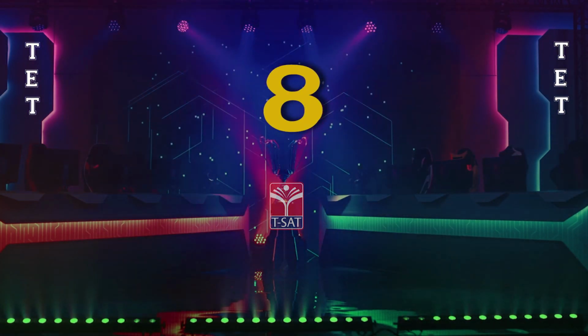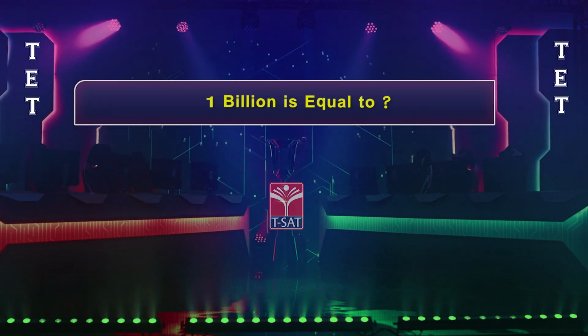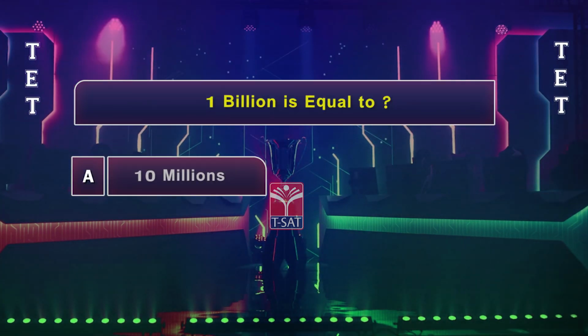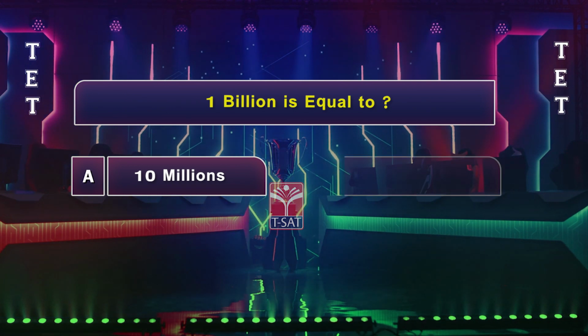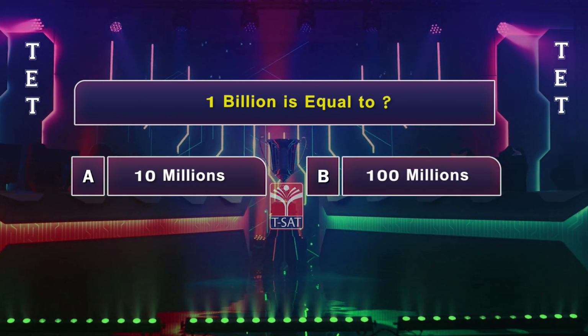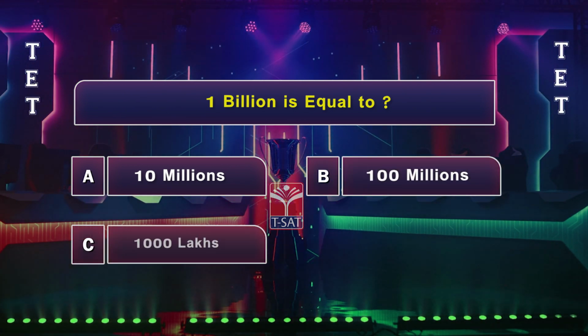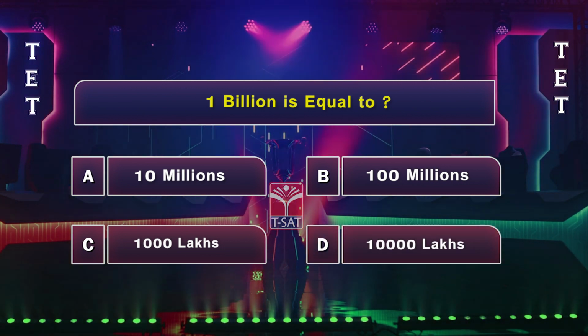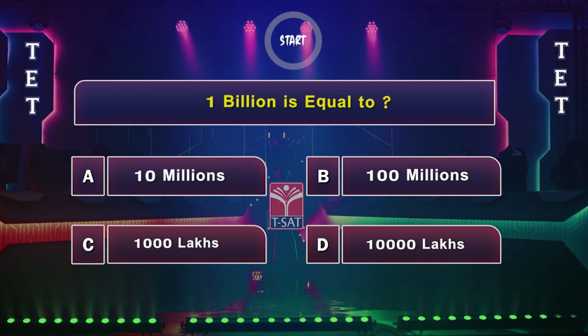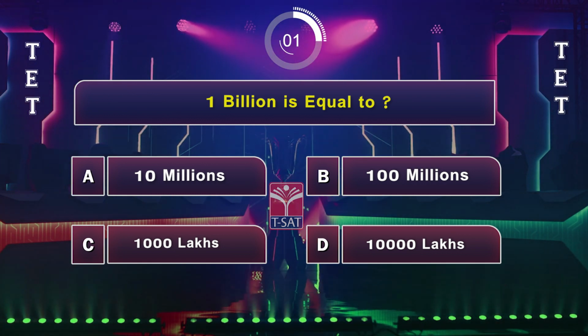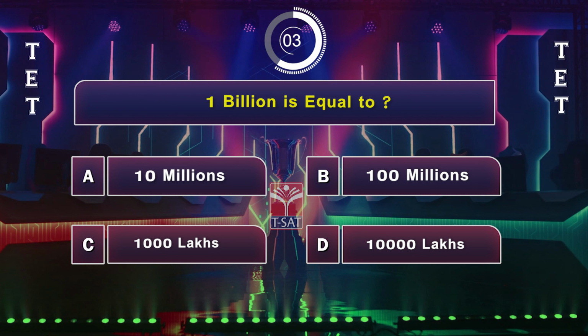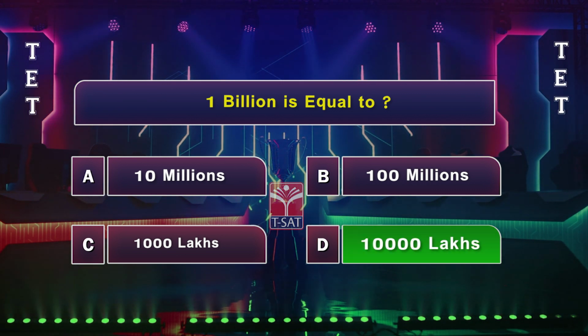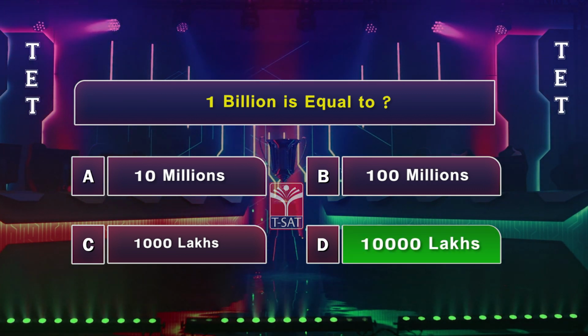Eighth question. 1 billion is equal to option A, 10 millions. Option B, 100 millions. Option C, 1000 lakhs. Option D, 10,000 lakhs. Your time starts now. The correct answer is option D, 10,000 lakhs.